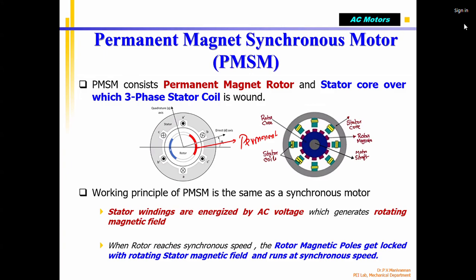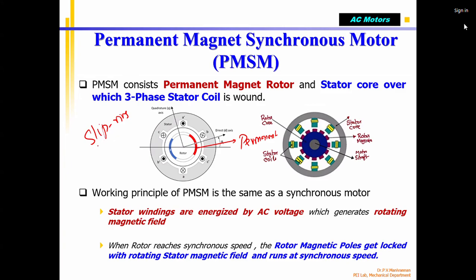There is no need for the second supply, to supply the voltage to the rotor as in a synchronous motor, because the rotor is rotating. So for the DC voltage supply, you need slip rings. Correct? Slip ring is an additional mechanical device attached to the rotor of the synchronous motor through which you are supplying DC voltage. And there will be brushes.